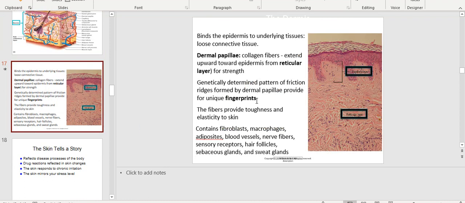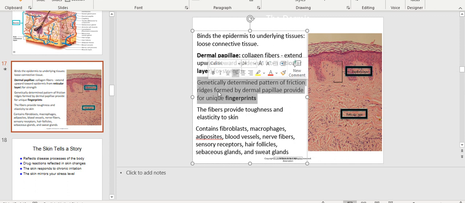Dermal papillae there. Your fingerprints, funny enough, are caused by these dermal papillae. These finger-like projections come up, and there's no rhyme or reason to them. They just come up like a genetic blueprint for you. So it's these dermal papillae that actually provide you with your own fingerprint.